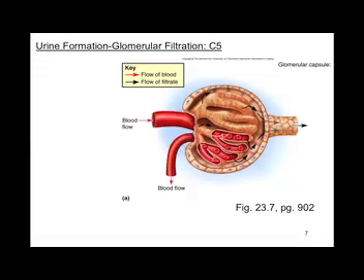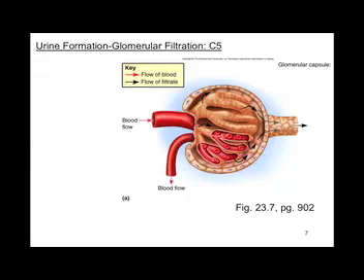All right, let's look at the filtration process then. Now, your book actually divides all this urine formation up into three processes: filtration, reabsorption and secretion, and then water conservation. I'm going to kind of stick to that, but not exactly. So here's the renal corpuscle.